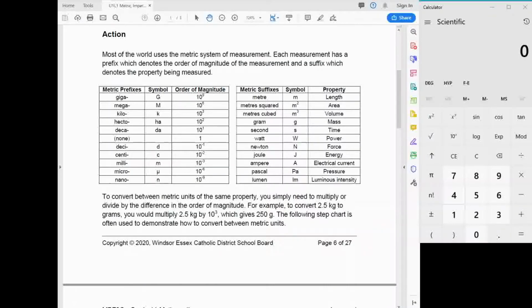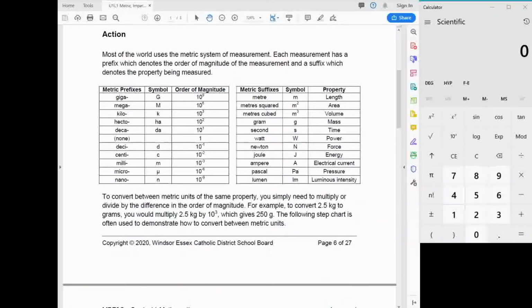The unit for power is the watt. The unit for force is the Newton. The unit for energy is the joule. The unit for electric current is the ampere. The unit for pressure is the Pascal, and the unit for luminous intensity is the lumen. There are other units as well. What I tried to do is list the base ones. Some other metric units, like the volt, can be derived from other units like the ampere. You'll learn that if you take science courses after this one.